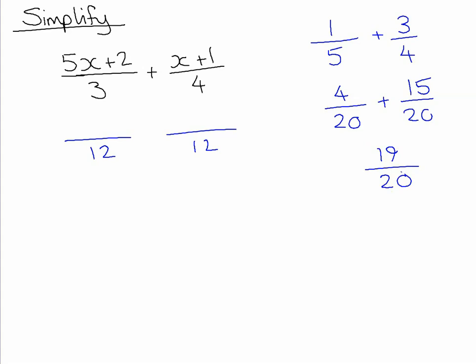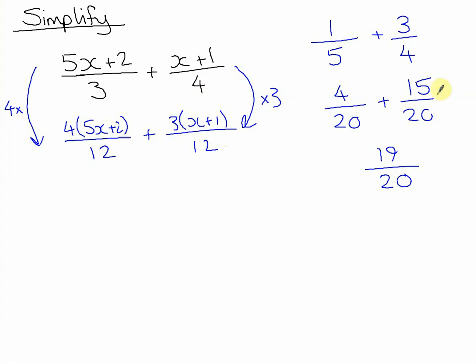Well, let's do exactly the same thing here. Let's times this one by 4. So we have 4 lots of 5x plus 2. Put the plus in the middle because it's a plus. And let's times this one by 3 because we need to make a 12 denominator. So we're going to have 3 lots of x plus 1. Now, essentially from here to here, what's actually happening is we're adding the tops and then we're getting to the 19 over 20, but we don't write this stage because we're pretty good at adding.